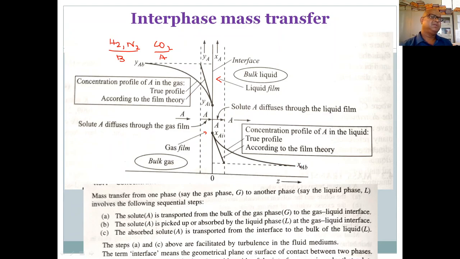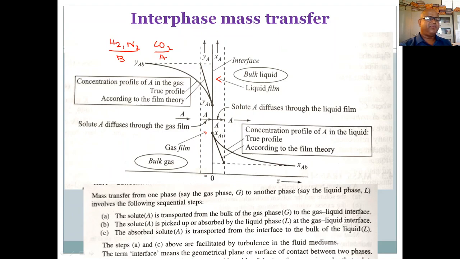So interface mass transfer is nothing but when two phases are in contact. When two phases are in contact, there will be two boundary layers. One will be from the G phase side, one for the L side. Steps A, B, C. So there are 3 steps. This is the diffusion, then the absorption, in this case picked up, and then also diffusion in the liquid. Steps A to C of the above are facilitated by turbulence in the fluid mechanics.